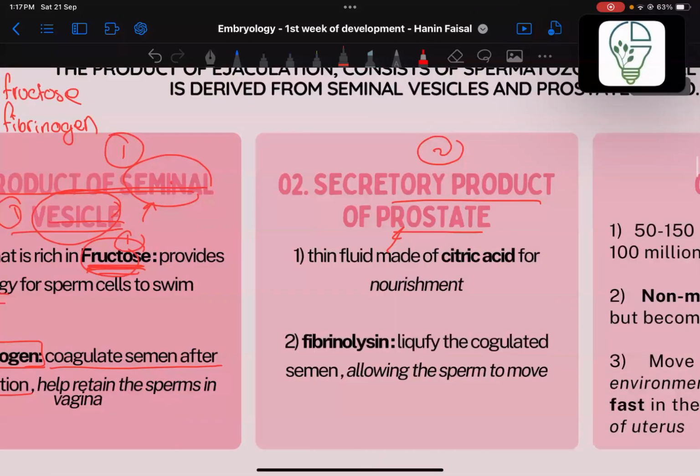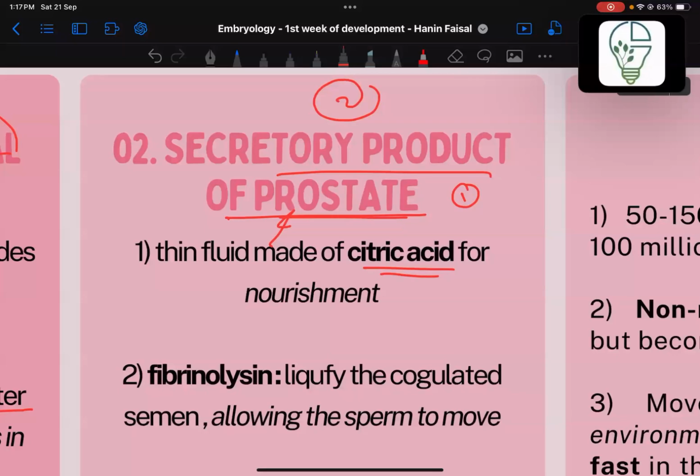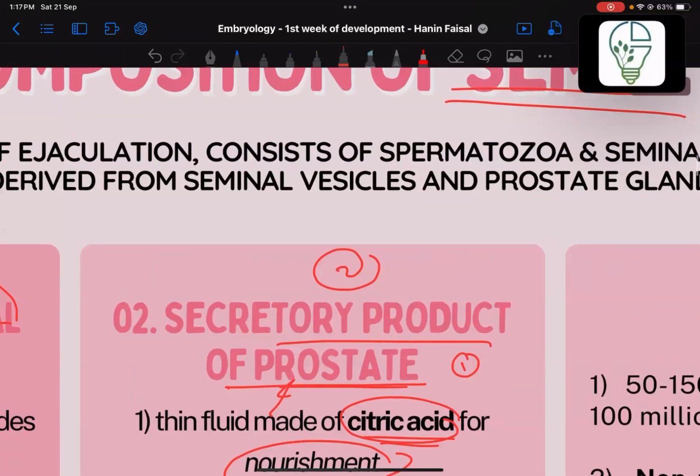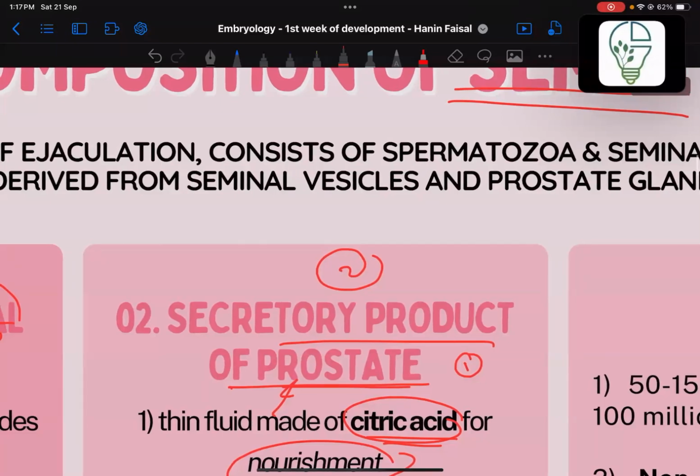Now let's talk about the products of the prostate. The first thing is citric acid. It's just for nourishment, nothing else. So you just have to memorize that citric acid is for nourishment. Another thing is fibrinolysin. From its name, what does it do? What do you think? Okay. Exactly, it breaks down the fibrinogen.